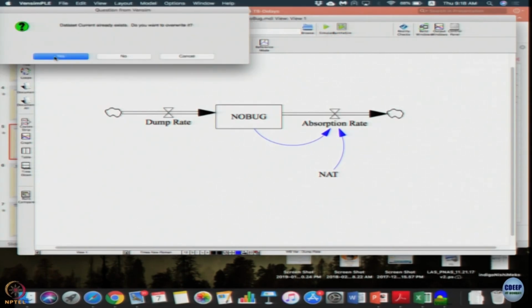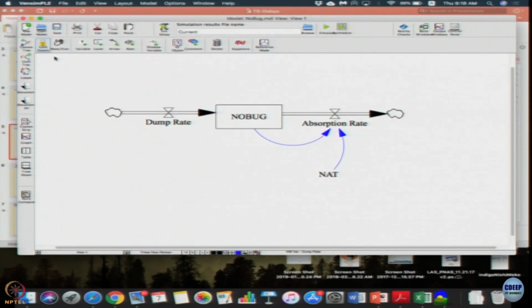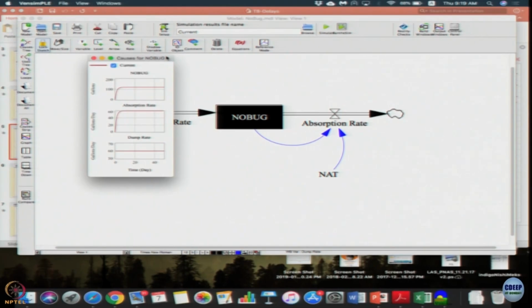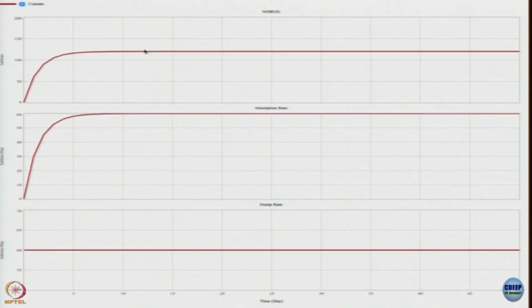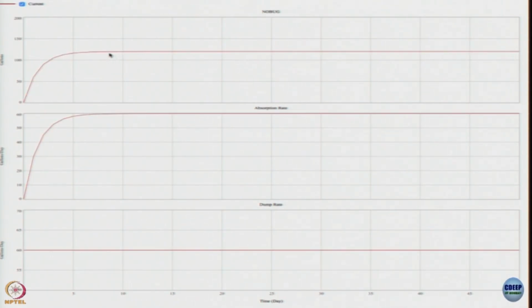So, let me simulate. See, the absorption time is, for whatever quantity I put, it takes an average of 2 days to deplete, correct. So, now if I dump every day, it does not give enough time for the river to absorb everything. So, eventually the total amount of say no-bug in the river actually increases to about 120 looks like, right.